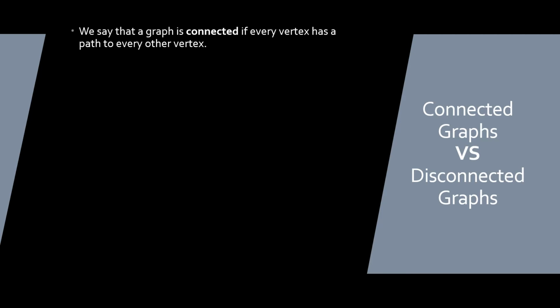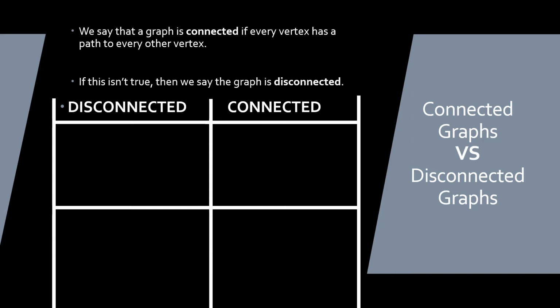One of the ways that we can talk about graphs is by if they are connected or disconnected. And we say that a graph is connected if every vertex has a path to every other vertex. So not an edge, but a path, which is a lot looser. If this isn't true, then we just say it's disconnected. So here's a fun table. Here are two different line segments you can see, and since there's no way to get from the top one to the bottom one, there's no path from the top one to the bottom one, we say it's disconnected.